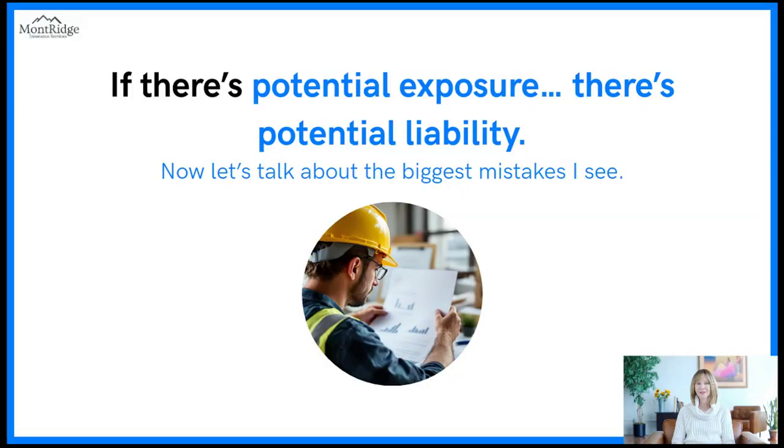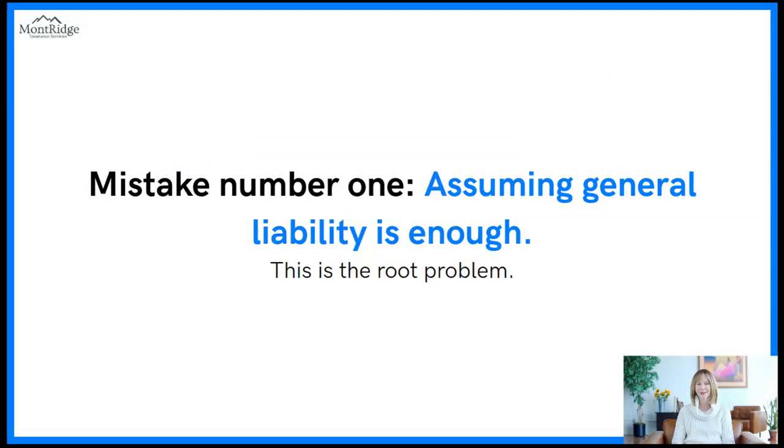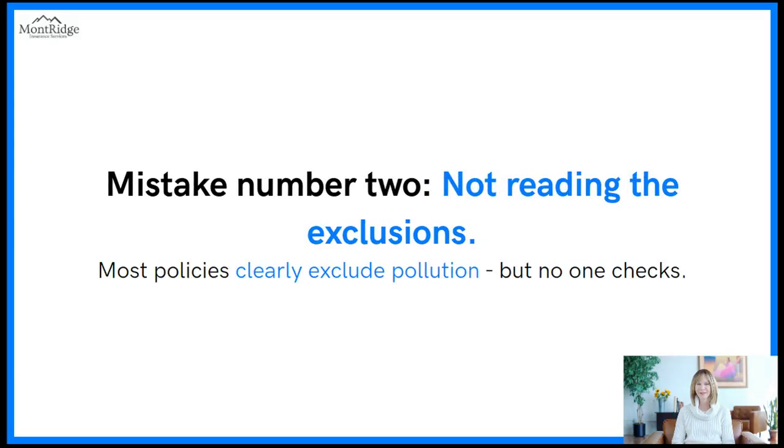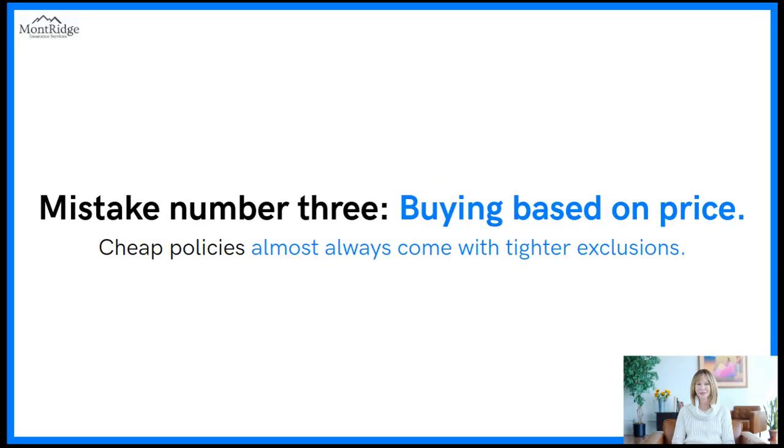Now let's talk about the biggest mistakes I see. Mistake number 1, assuming general liability is enough. This is the root problem. Mistake number 2, not reading the exclusions. Most policies clearly exclude pollution, but no one checks. Mistake number 3, buying based on price. Cheap policies almost always come with tighter exclusions.